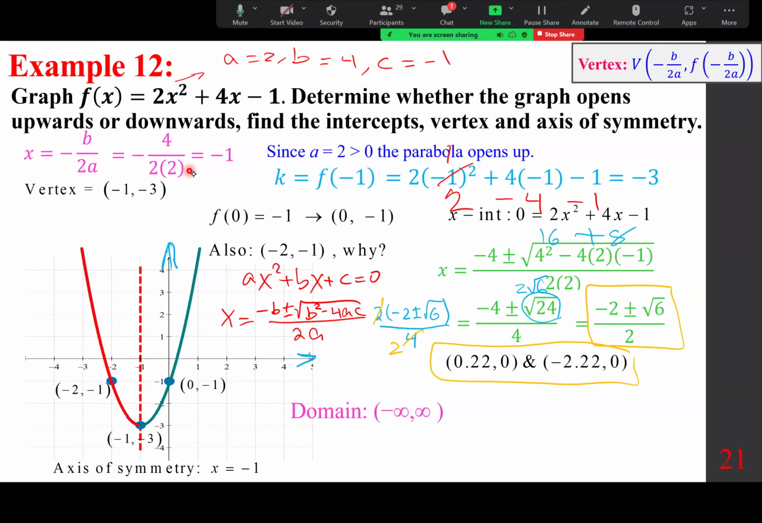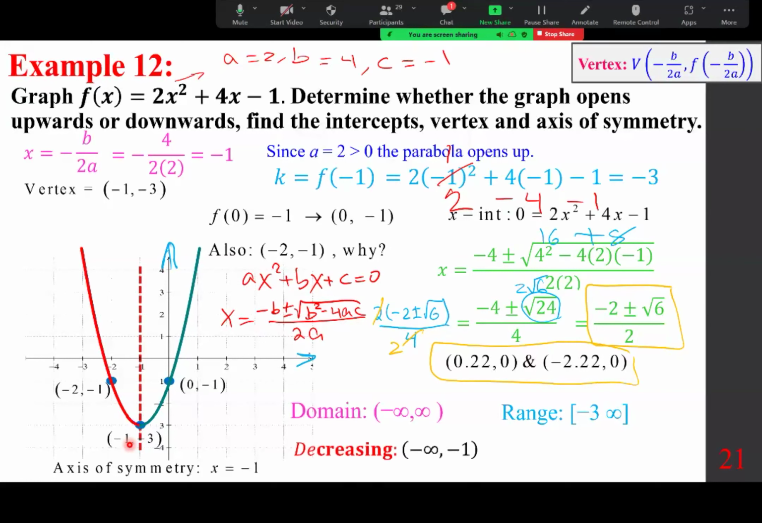Domain is all real numbers. Range, from the y coordinate here, -3 to infinity. The function is decreasing from negative infinity to the x coordinate of the vertex, -1. And it's increasing from x coordinate -1 to infinity.